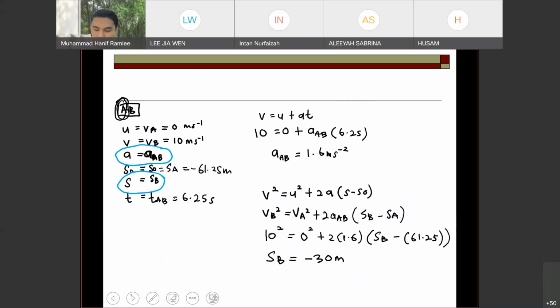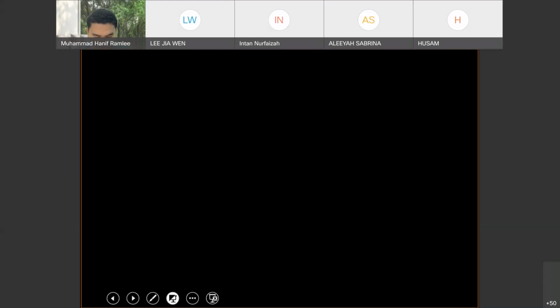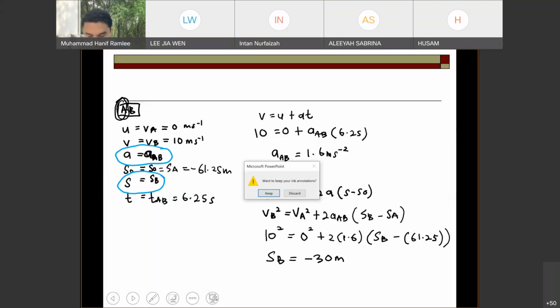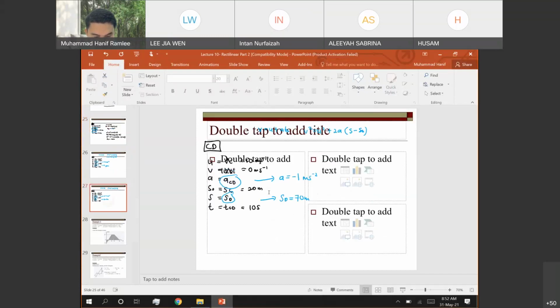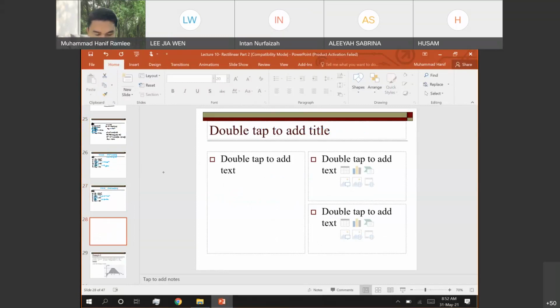And the answer of A is 1.6 meter per second square. You can write down like this one. Let me do something. Oh, wrong button. Wait, new slide.